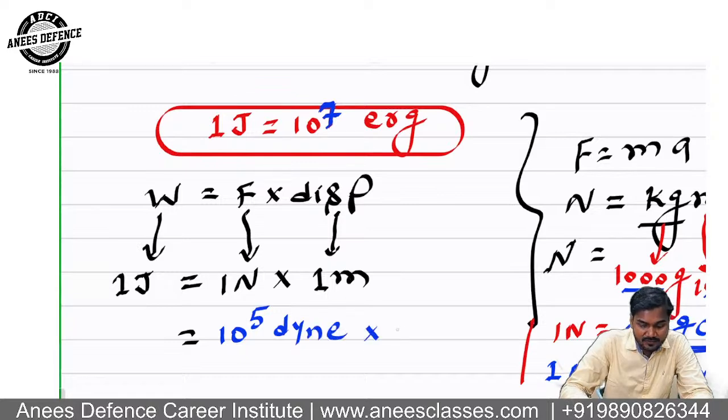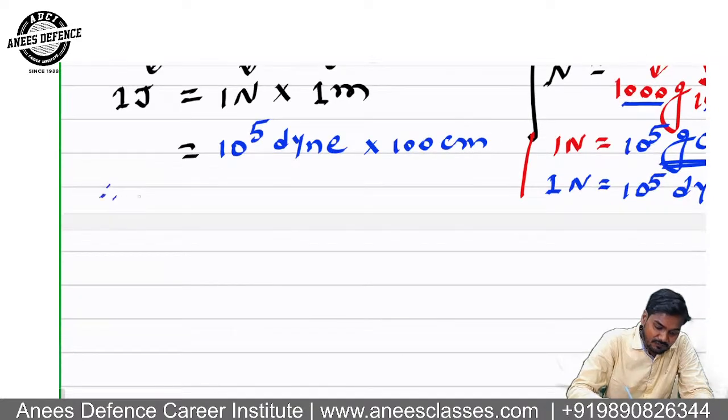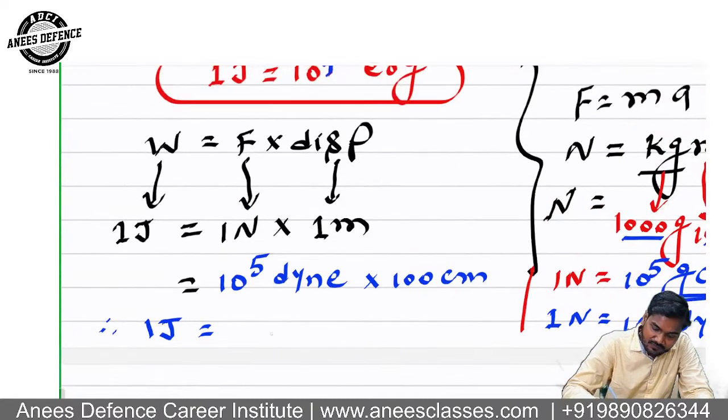And 1 meter can be written as 100 centimeter. So hence 1 joule is equal to 10 raised to power 7 dyne centimeter. And dyne centimeter is nothing but erg.